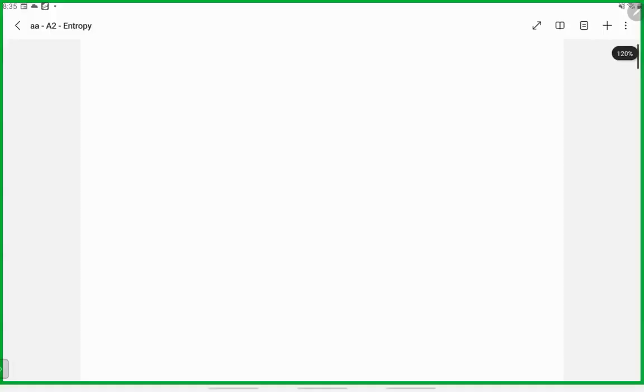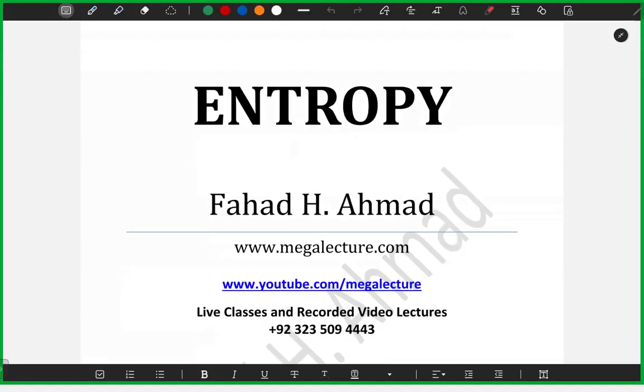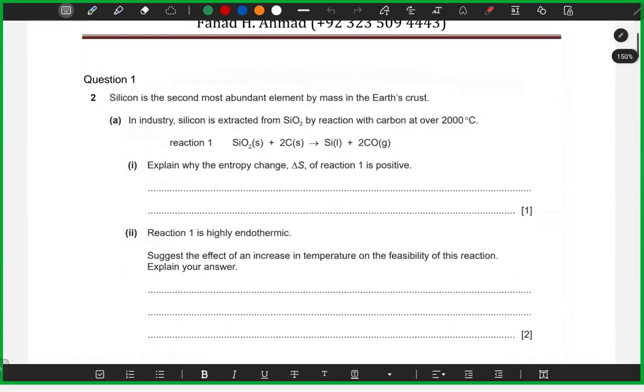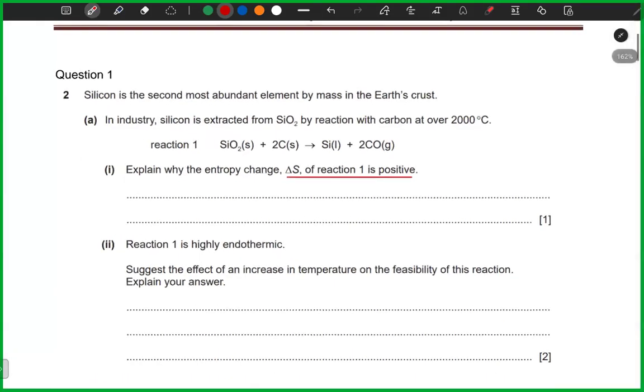Okay, so we'll just focus on delta S being positive or negative. That's it. And the questions are going to be pretty basic. So starting with this one, they are asking why is the delta S for reaction number 1 positive? So why is it positive?